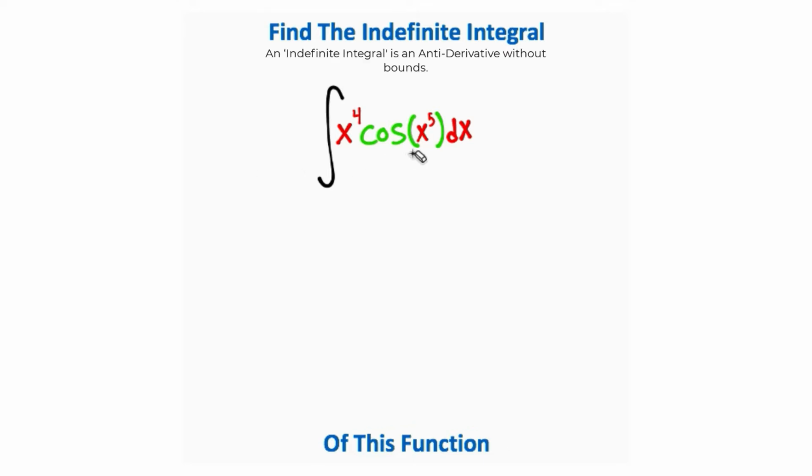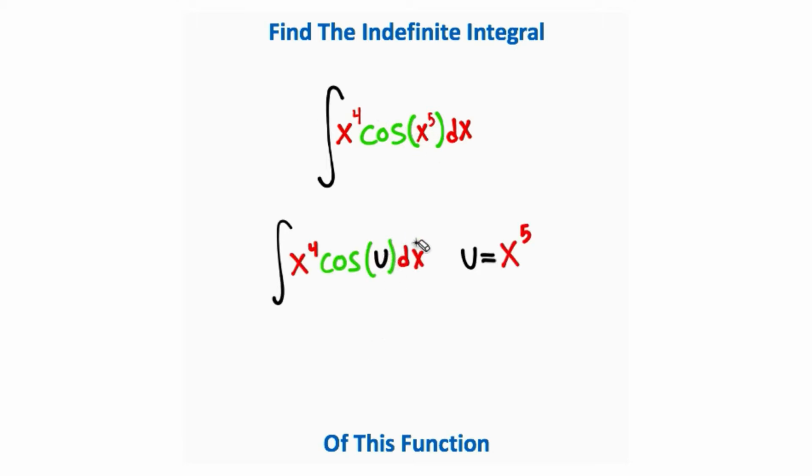The thing that I notice is that there's a function within a function. Generally, when this happens, you're going to want to do a u sub. So I'm going to take everything within this function, and I'm going to set it equal to u. Now, when you set something to u, your goal is to get everything with the antiderivative set to u as well. So what I'm going to do is take the derivative of u.